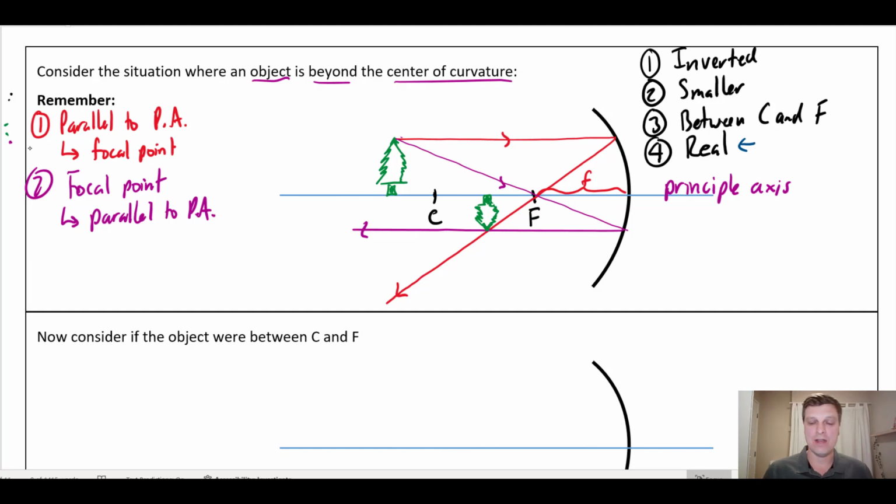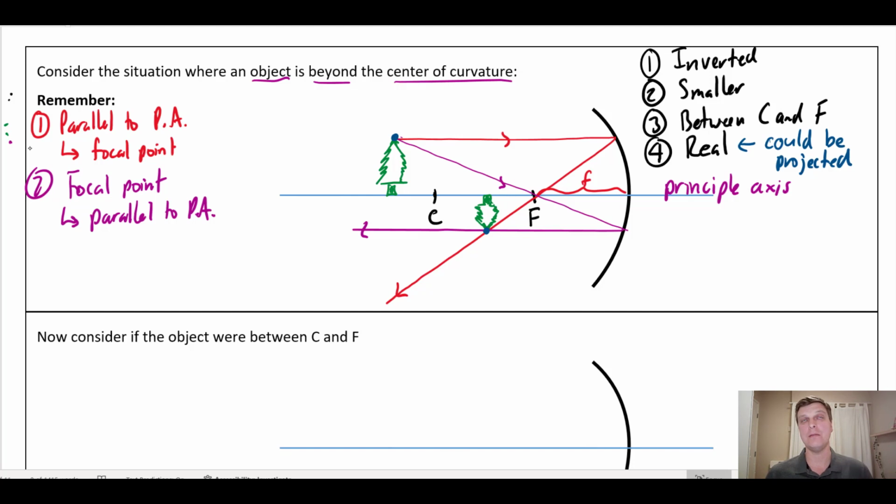Or another way to think of it is it could be projected on a screen. So it could be projected. If the image isn't real, it doesn't mean that you can't see it. It just means that the rays actually come together. They start at a certain point and they come back together at another point.